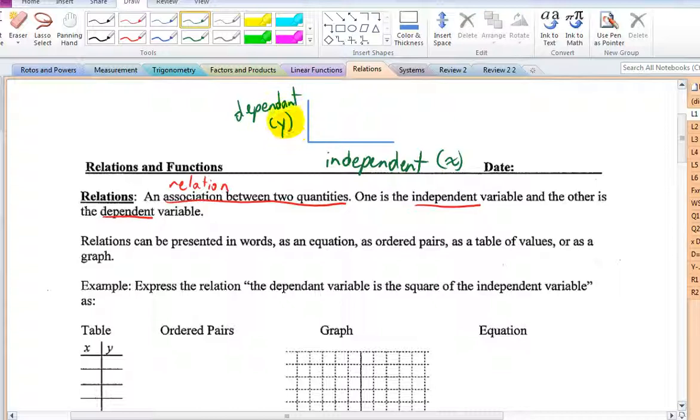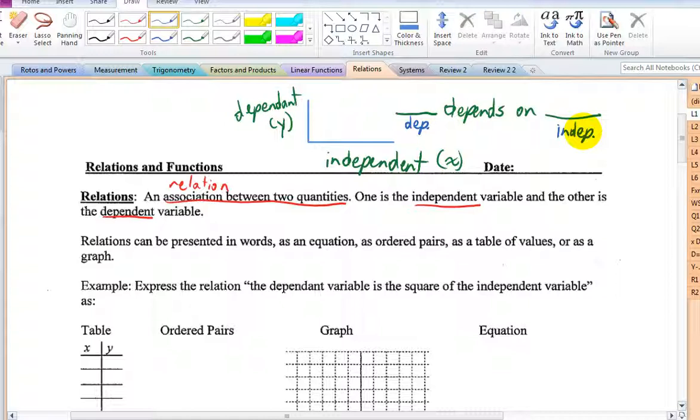Okay. And what we can do is we can do a depends on sentence. So we can say blank depends on blank. And that depends on sentence helps us figure out which one's the dependent and which one's the independent. So you can just use that sentence and fill it out. Please write that down. It's really, really important. Okay. So we'll be covering that again a little bit later, but this is a really good intro to what dependent and independent mean.